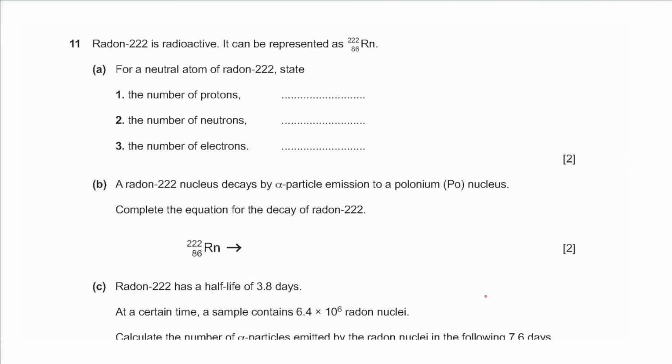Question 11 says radon 222 is radioactive. It can be represented as Rn 222 and 86. For a neutral atom of radon 222, state the number of protons. We can get it from the proton number, 86, and for a neutral atom the number of electrons will also be 86, and the number of neutrons is 222 minus 86, nucleon number minus proton number. That gives an answer of 136 neutrons.